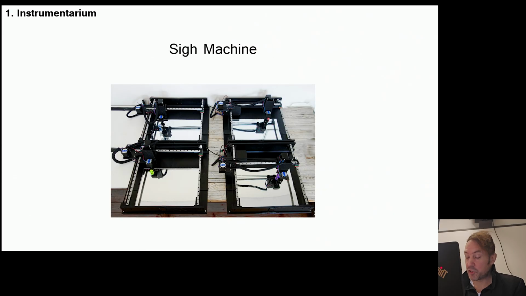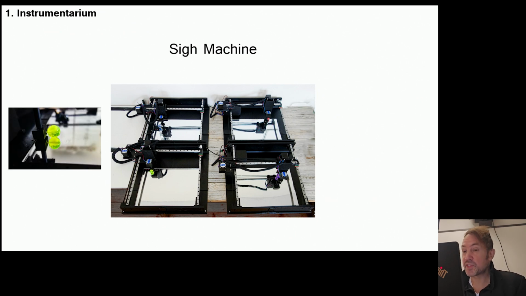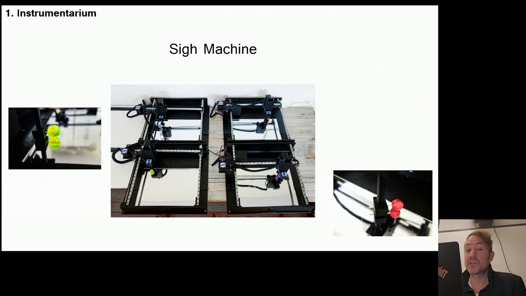Or the sigh machine, die Seufzmaschine. Multiple CNC machines with superballs and mirrors. The motors rub the superballs against the smooth surfaces of the mirrors, producing a moan-like sound gesture. One might recognize one's own emotional state reflected in it.